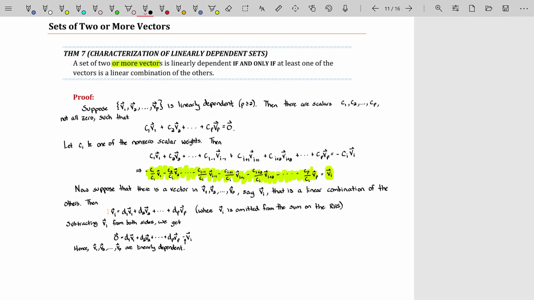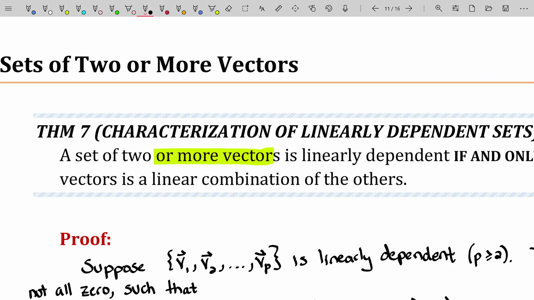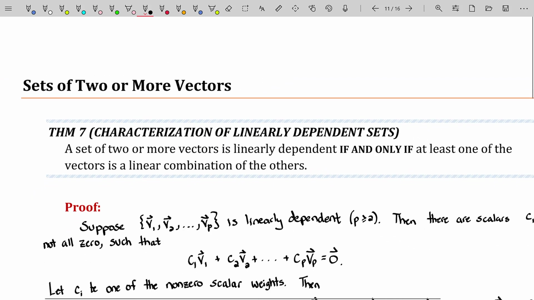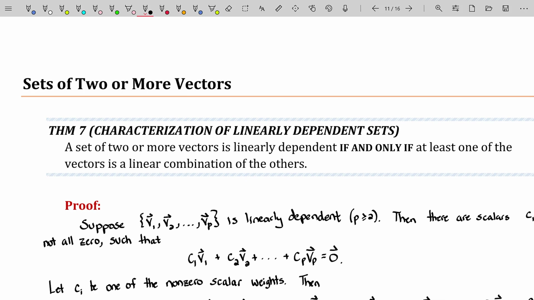So we've proved forwards that a set of two or more vectors being linearly dependent implies that at least one of the vectors is a linear combination of the others, and then we proved backwards that if one of them is a linear combination of the others, then the set is linearly dependent. Now we do have a visual of this that will really help out.